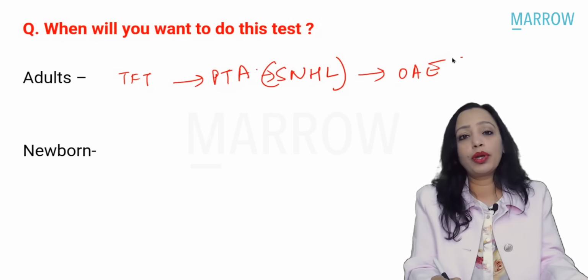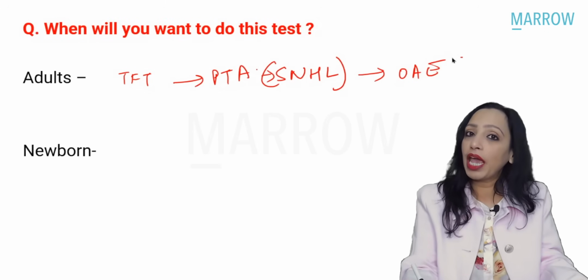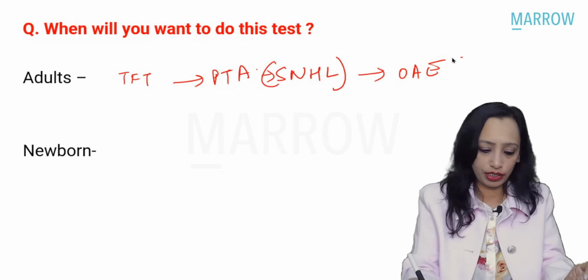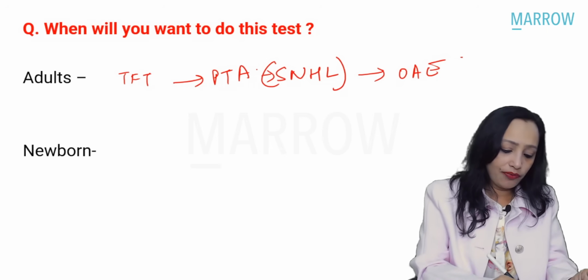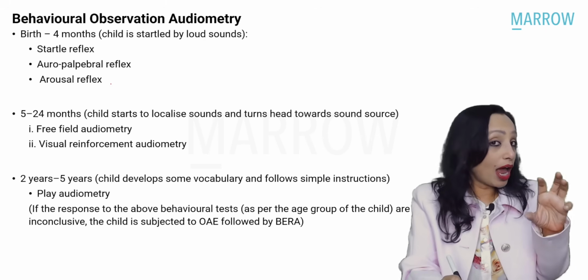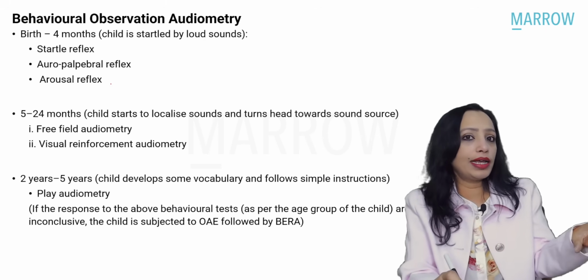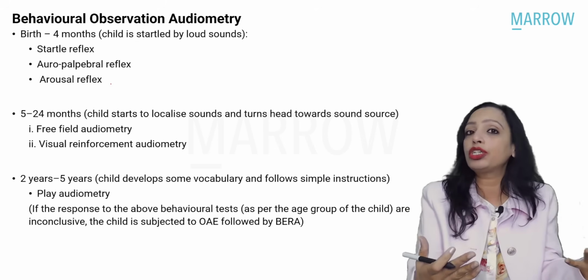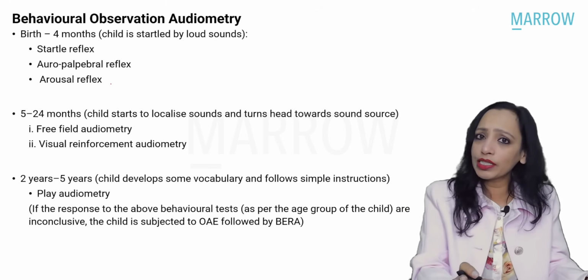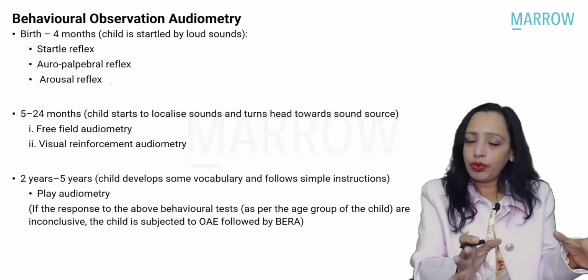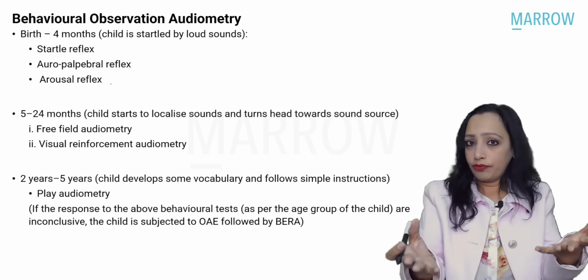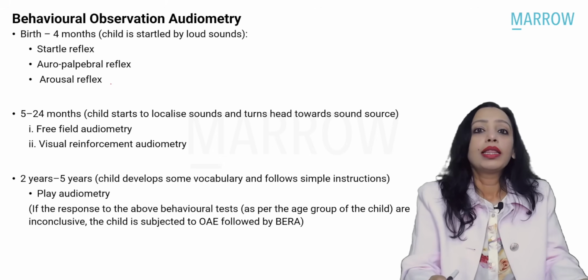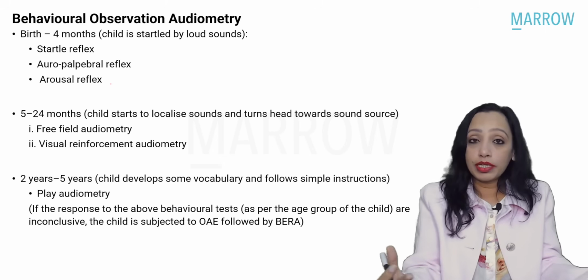That in fact is what is known as behavioral observation audiometry, right? Now, in behavioral observation audiometry, we have to know the age of the child and how a child of such age responds to sounds. For example, if it is a very small neonate, 1 month, 2 months, 4 months, up till 5 months, the children will get startled with sound.